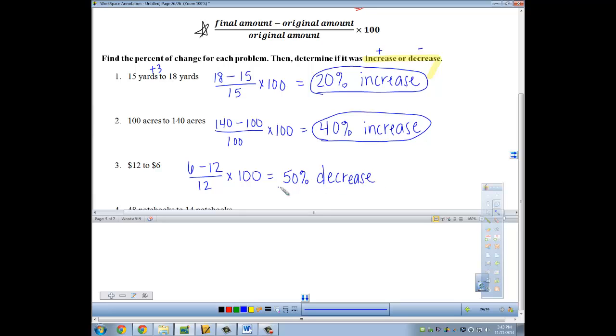Again, we do not want to actually write negative 50% because negative percents don't really exist. So make sure your percent is always a positive, but if your answer actually was a negative, just put decrease by it.